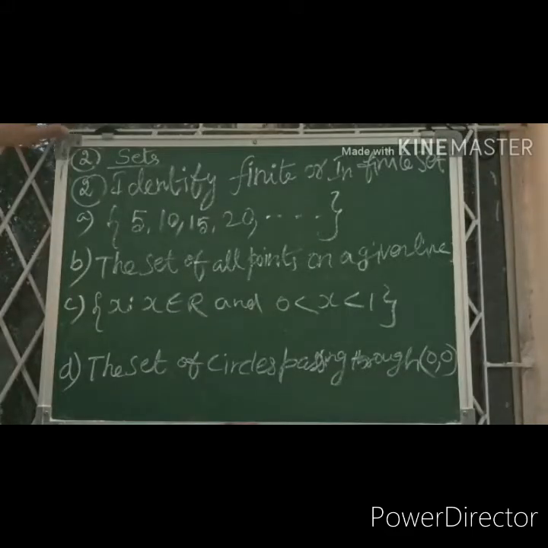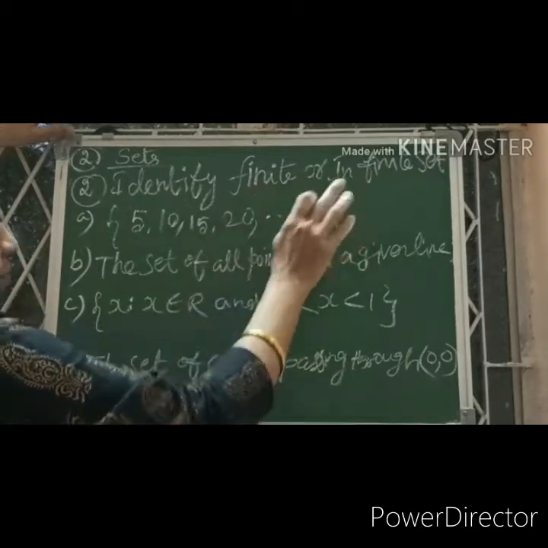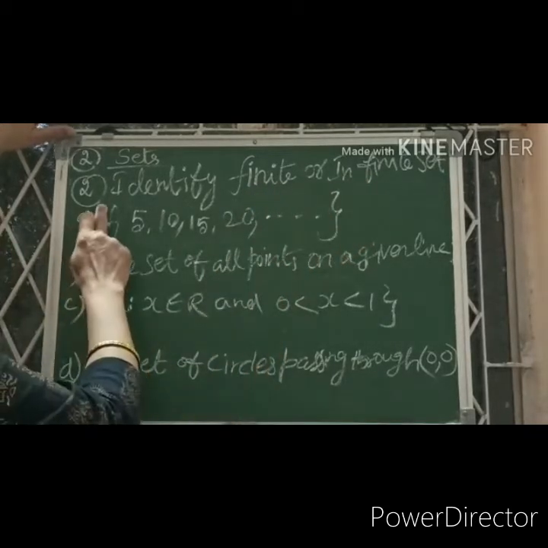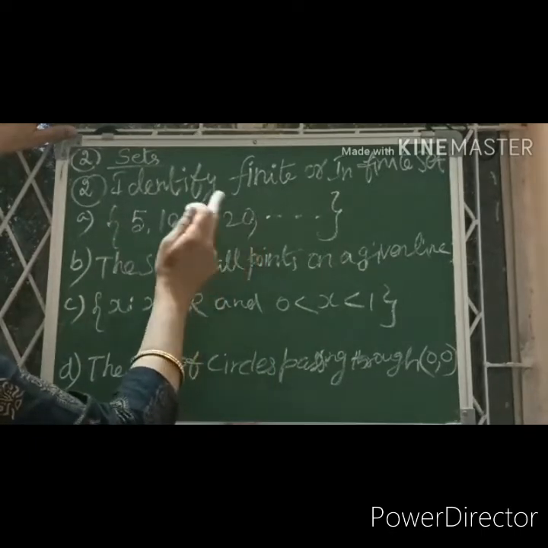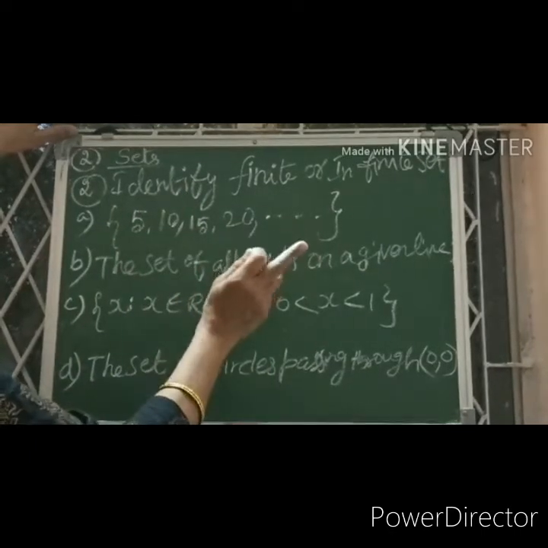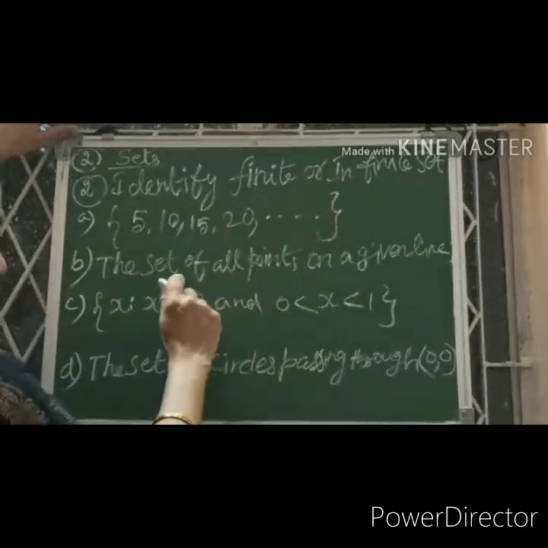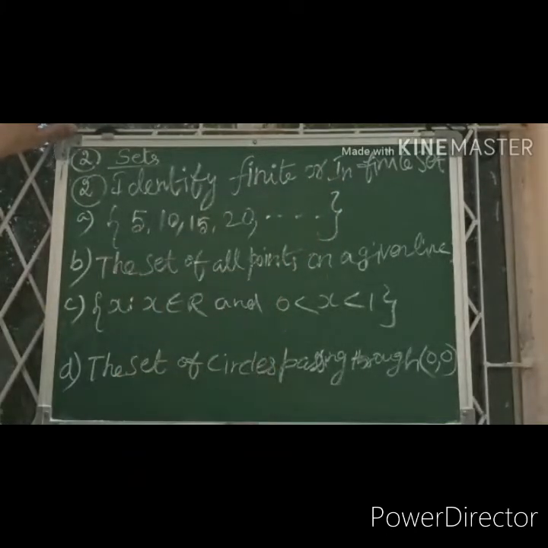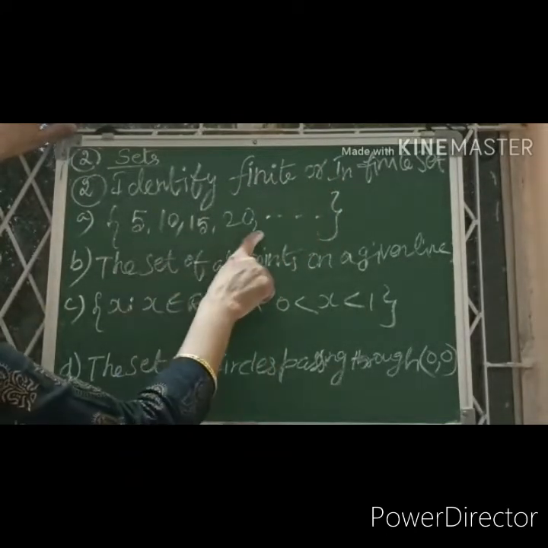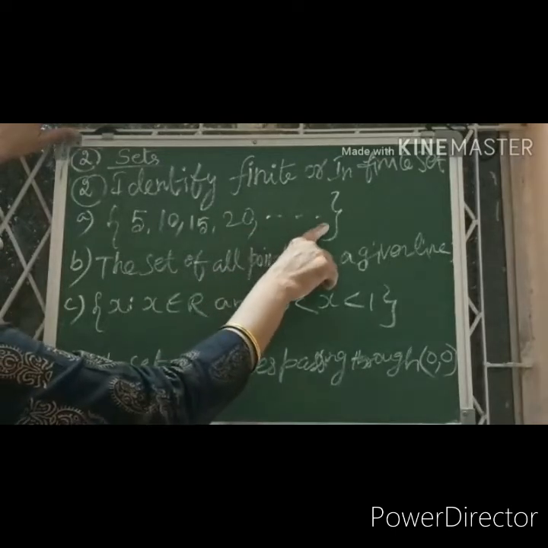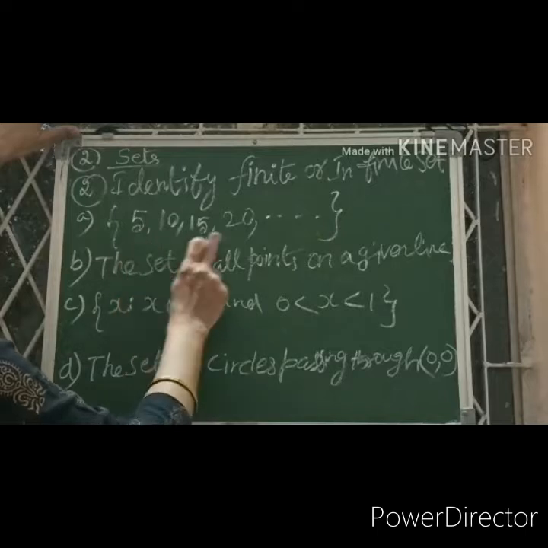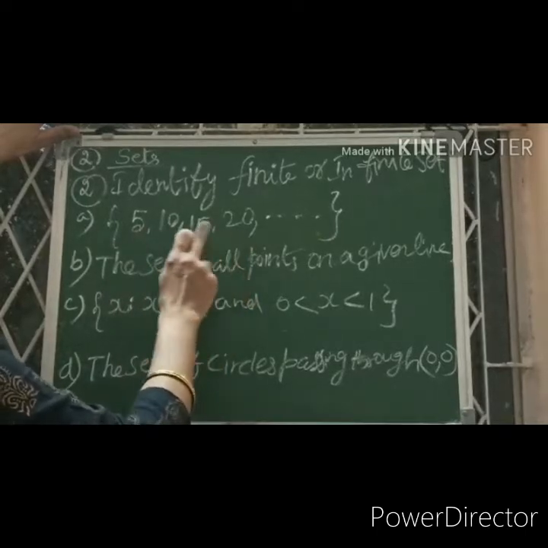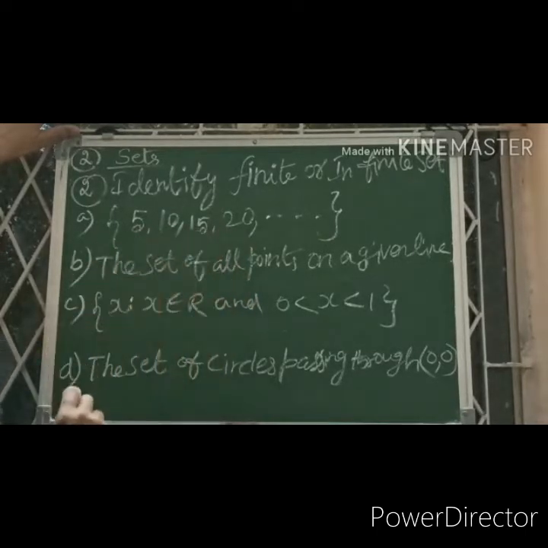Identify whether the following is a finite or infinite set. First we have done empty or non-empty. Now finite or infinite. Finite means a countable number of terms. After seeing the question itself, "and so on" is there. So this denotes an infinite set. What is this? It is multiples of 5: 5, 10, 15, 20.